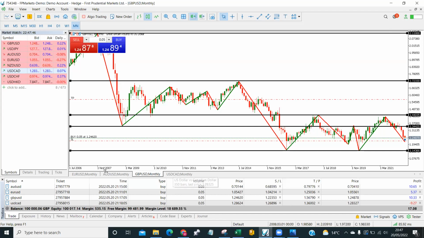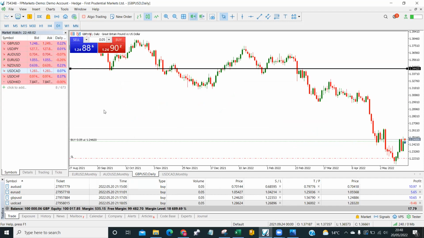Yeah. I just wasn't sure where I was putting the lines. I was marking these bits, but I wasn't sure about the stop loss. Go to the daily for me, please. The daily. Yeah. And then scroll to the end. Go up to the top.